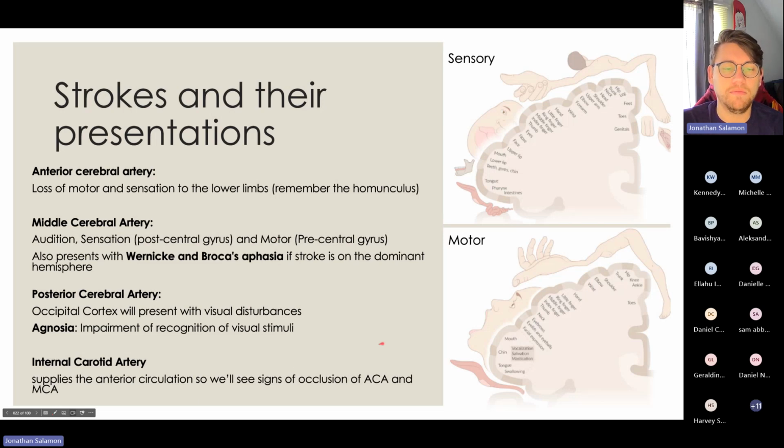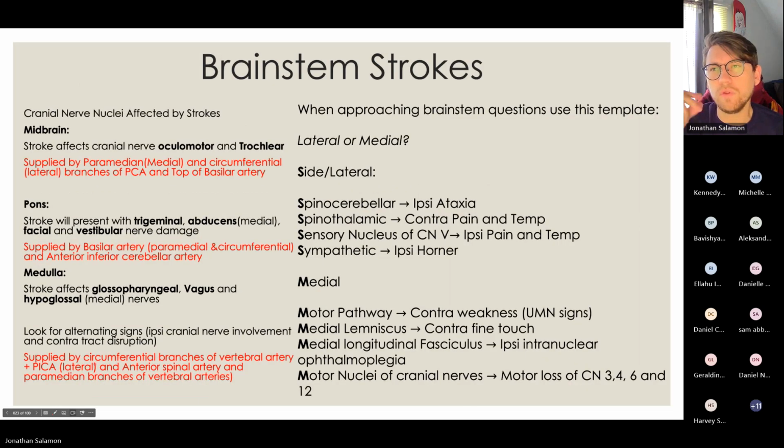And then ICA, they don't really ask too many questions about ICA occlusions because how are you going to occlude the internal carotid? It'll usually be an aneurysm. It'll usually be causing third nerve palsy or something like that, or some type of cranial nerve involvement.